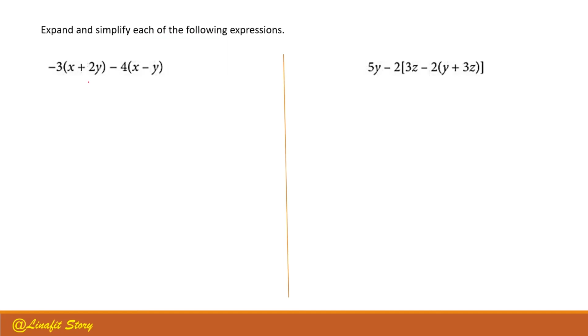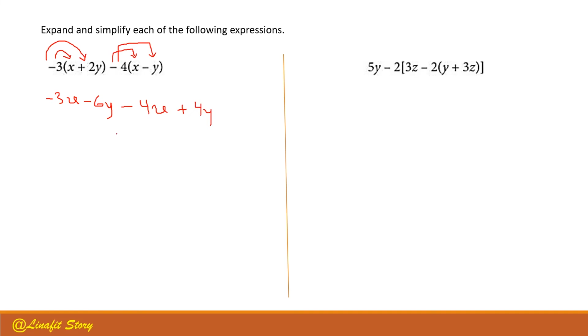Expand and simplify each of the following expressions. Negative 3 open bracket x plus 2y close bracket minus 4 open bracket x minus y close bracket. So here, negative 3 times positive x is negative 3x. Negative 3 times positive 2y is negative 6y. Negative 4 times positive x is negative 4x. Negative 4 times negative y is positive 4y.